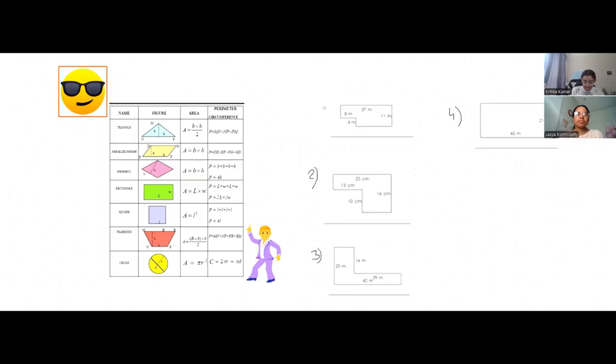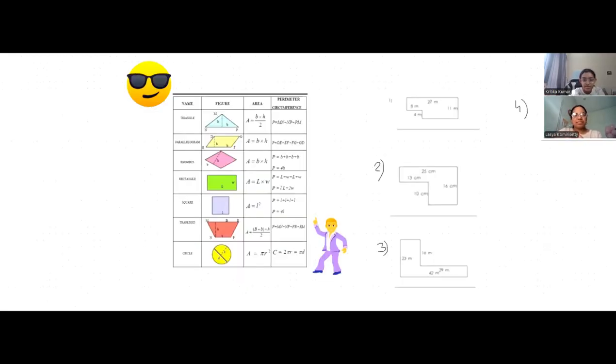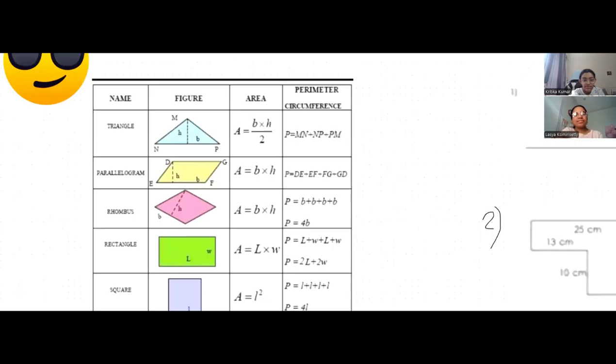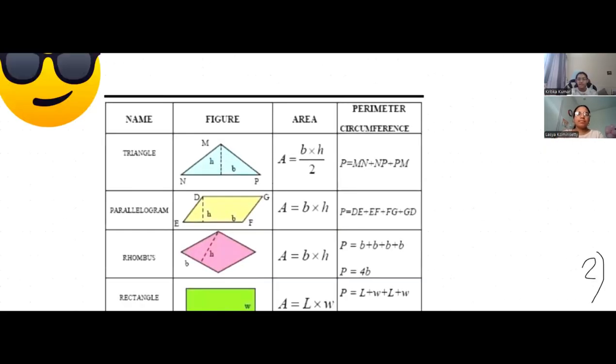Let's look at just our formula sheet for now. In our formula sheet, we have different formulas of area and perimeter, and most of these you might want to remember. So let's get started with some simple ones. We have our triangle.